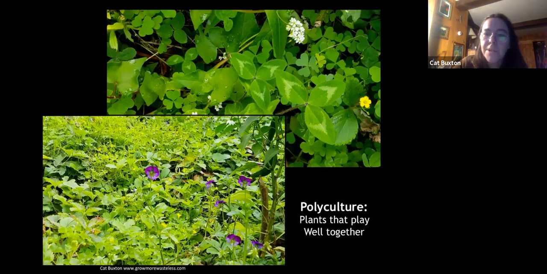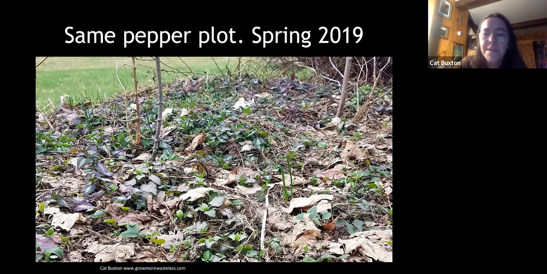Now, it seems counterintuitive. We want to say, oh, they're stealing nutrients, but let's just look at the forest. Let's look at the natural ecosystems all around us that are thriving with biodiversity stacked all on top of each other. They're cooperating. They are not competing.